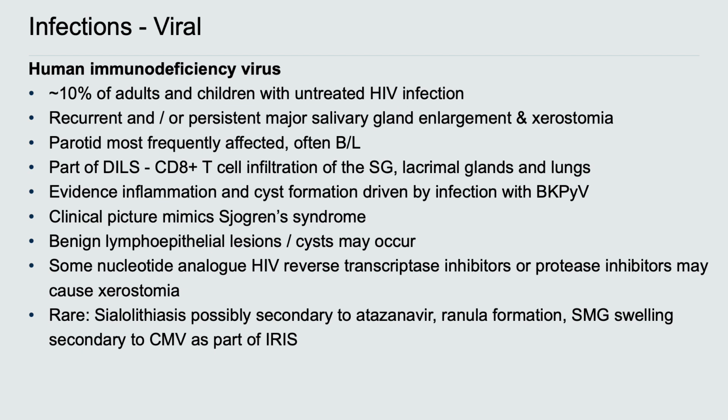It may also occur as part of a diffuse infiltrative lymphocytosis syndrome, where there's CD8 positive T cell infiltration of the salivary glands, lacrimal glands, and lungs. Current evidence suggests that the inflammation and cyst formation may be driven by an infection with BK polyomavirus. The clinical picture mimics Sjogren's syndrome, and benign lymphoepithelial cysts or lesions may also occur.